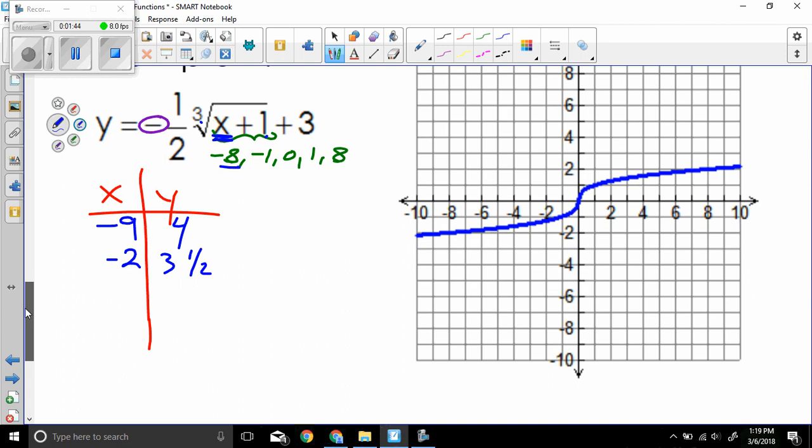Moving on, how to get to 0? Well, I would need a negative 1. Negative 1 plus 1 is 0. Square root of 0 is 0. 0 times negative 1 half is 0.